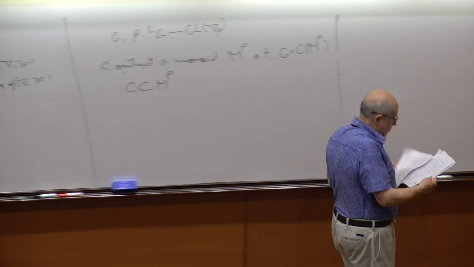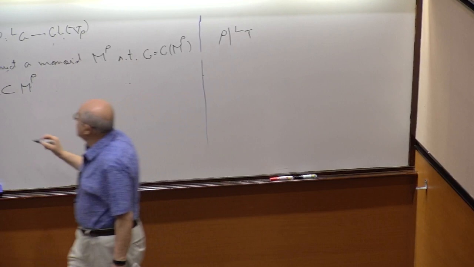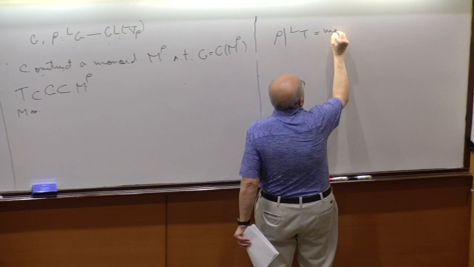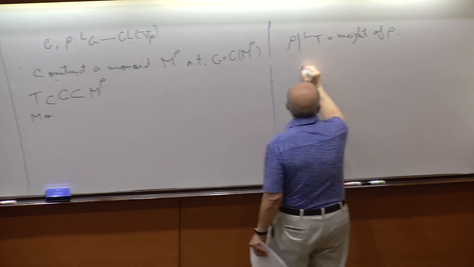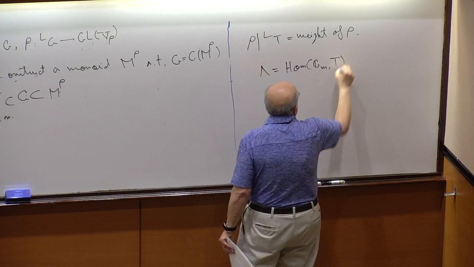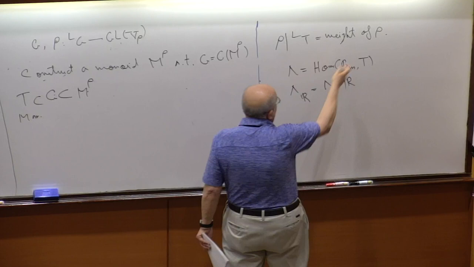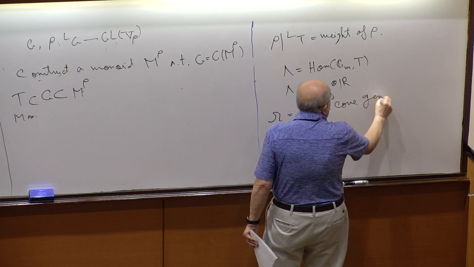So let me do this. I will of course assume G is split, and let me take rho and restrict it to the L-group of T, T being the maximal torus in here. I decompose this, and this is going to give me the weights of the representation. So these are the weights of rho. Then out of this, let me take lambda to be Hom of Gm to T, and lambda R to be lambda tensor R. This is a linear space. And let me take the cone generated by these weights. These weights are elements in here, and they generate, let me take omega to be the convex cone generated by the weights.